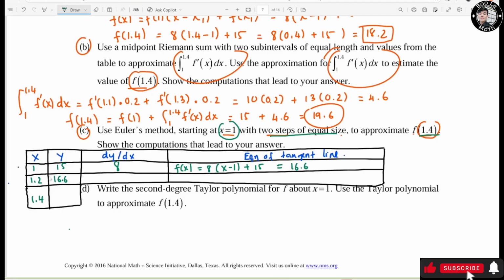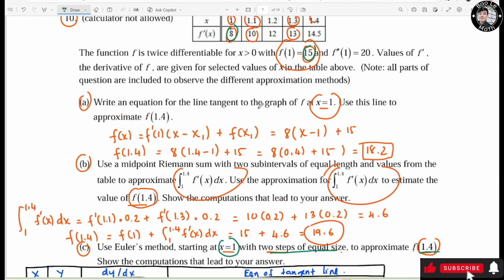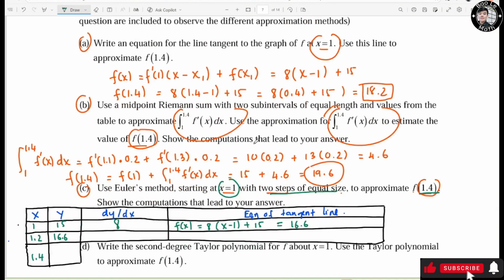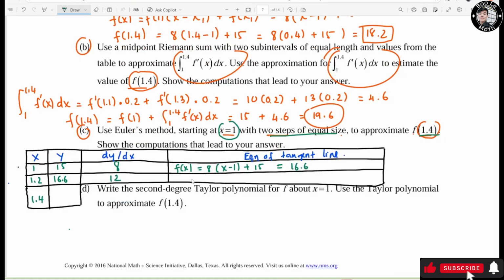Now for dy over ds, we need to calculate f prime of 1.2. It's going to be right here, equals 12, right? So we have f of s equals the slope, 12, times s minus 1.2, plus 16.6. So we substitute 1.4 for s over here, right? So we have 12 times 0.2 plus 16.6, right? 19.